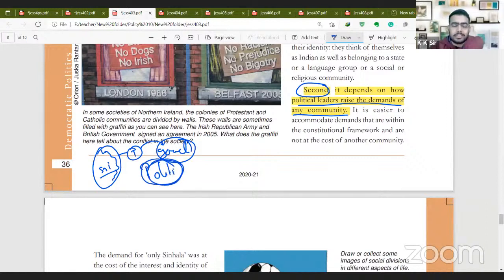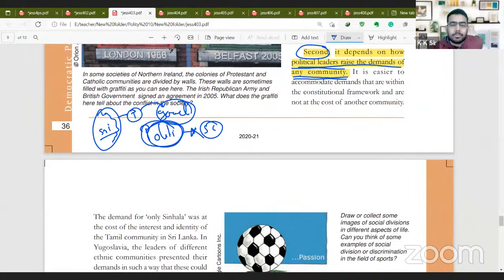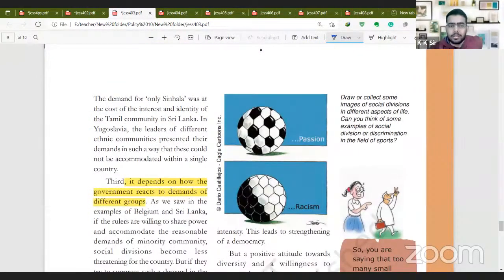So here politics of social division is very much a necessity. You cannot say कि नहीं नहीं हम भाई नहीं fight करेंगे politically. Politicization of the social division is very much a necessity. But it depends upon how political leaders raise the demand of any community. Sometimes political leaders raise their demand at the cost of other community: we can grow only when that community will not get their due share. Such kind of demands should not be raised.